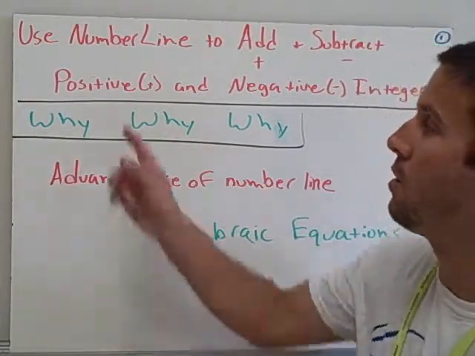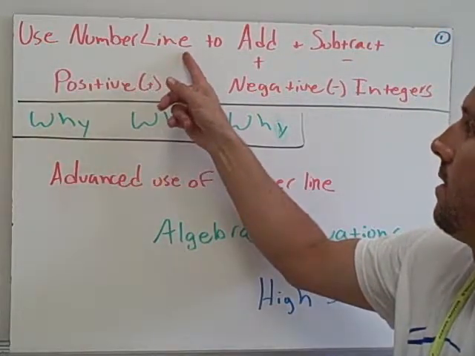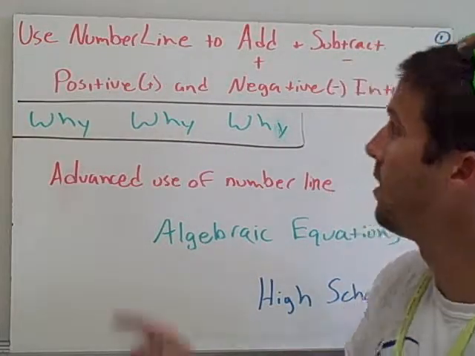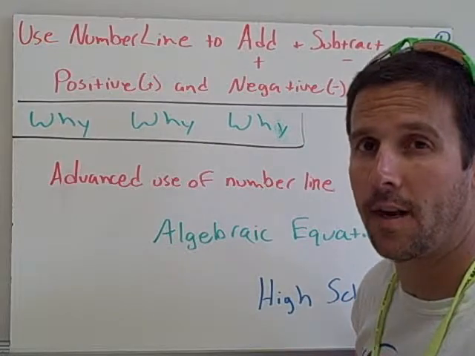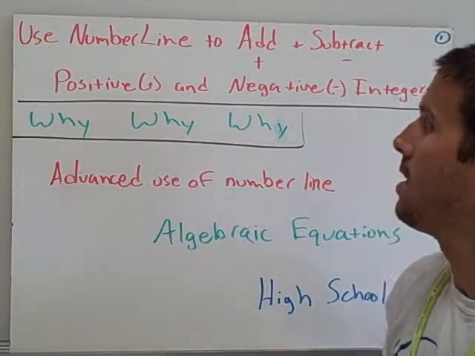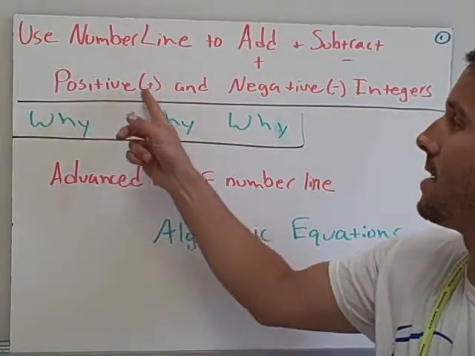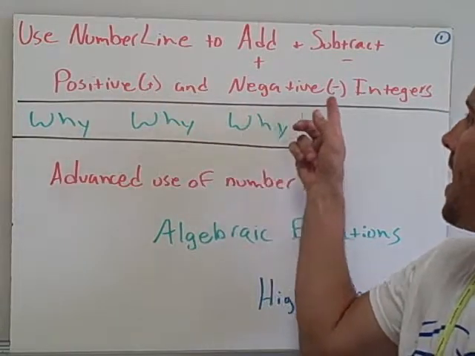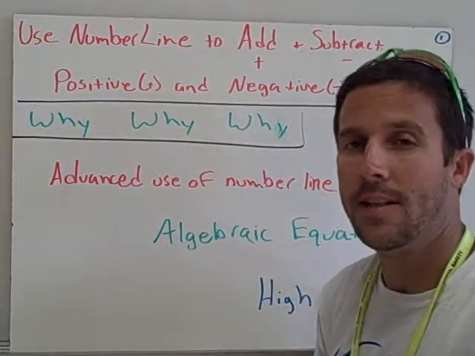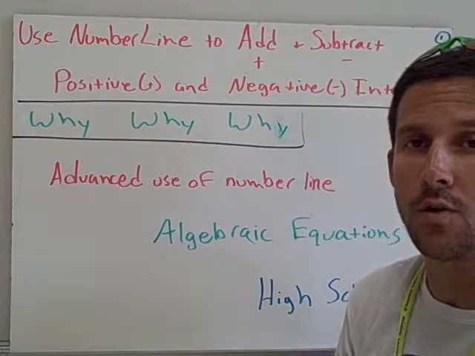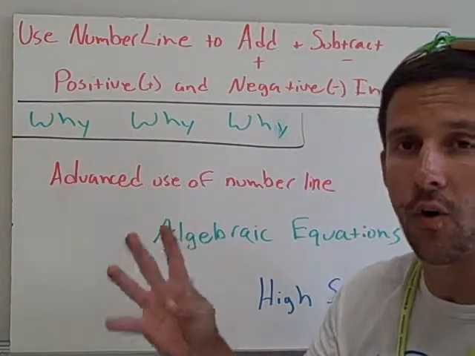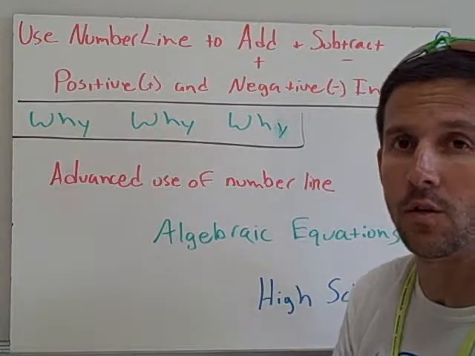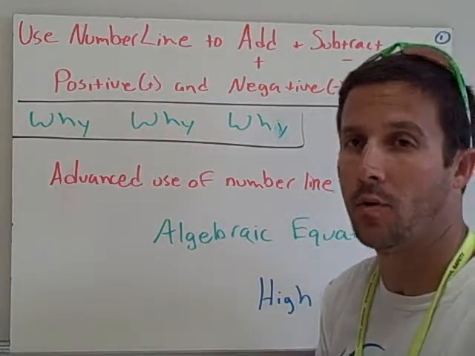Today, we're going to use the number line, hopefully you've seen my number line video, to add and subtract. But now we're going to use positive, which is the plus sign, and the negative sign. Integers are those numbers, like whole numbers, like 1, 2, 3, 4, or negative 1, 2, 3, 4, that you find on the number line.